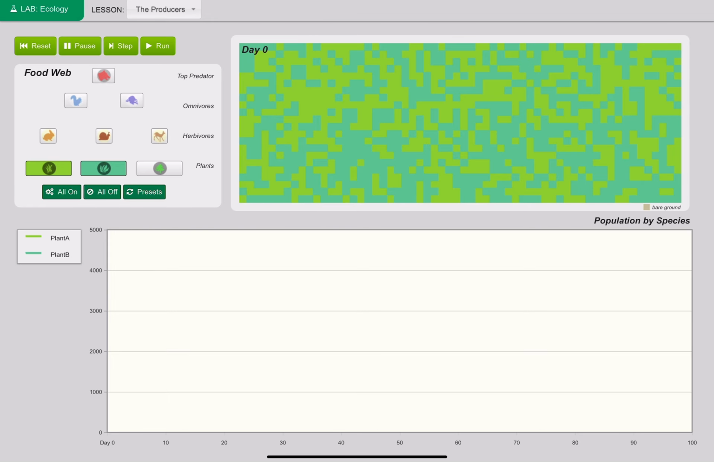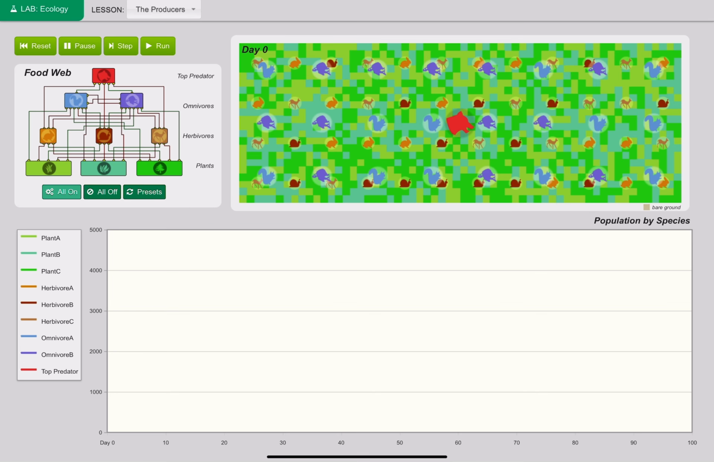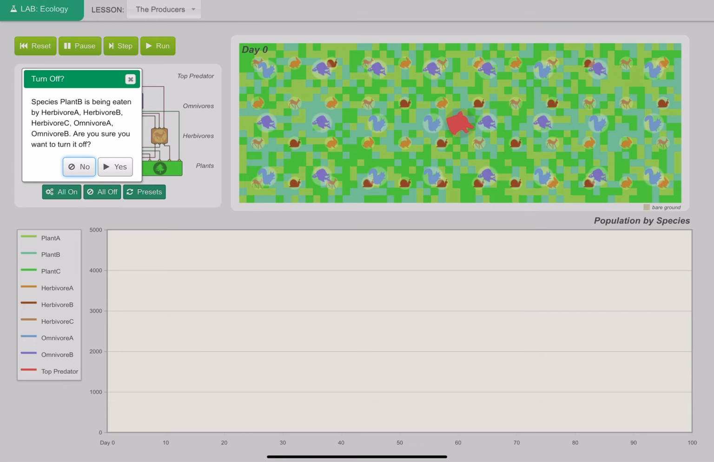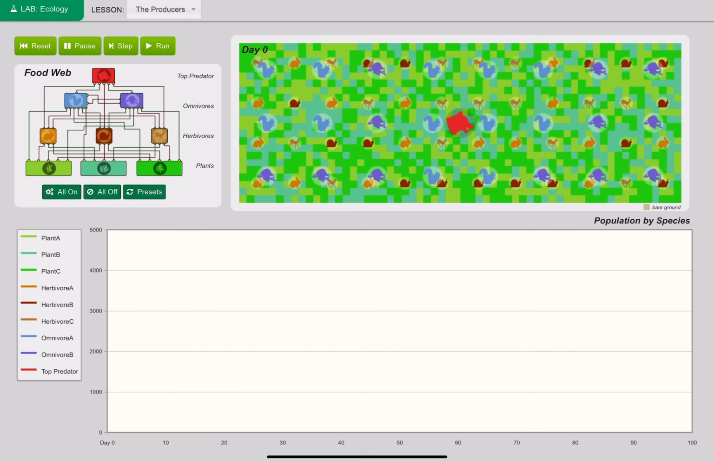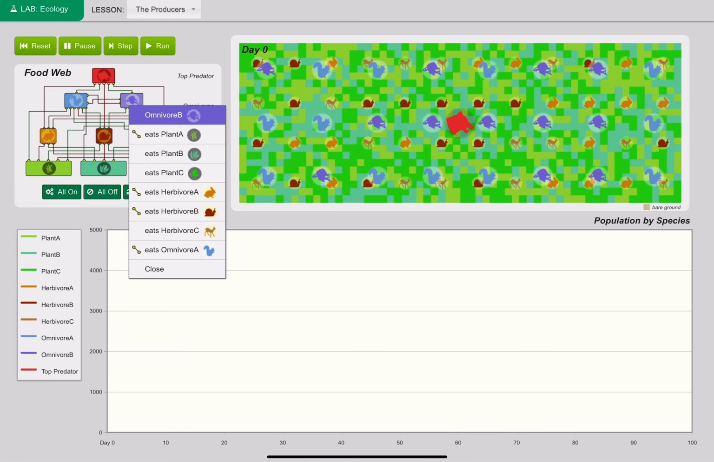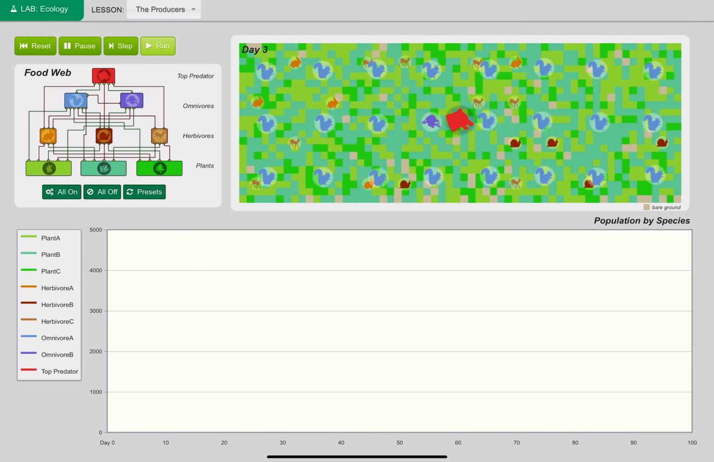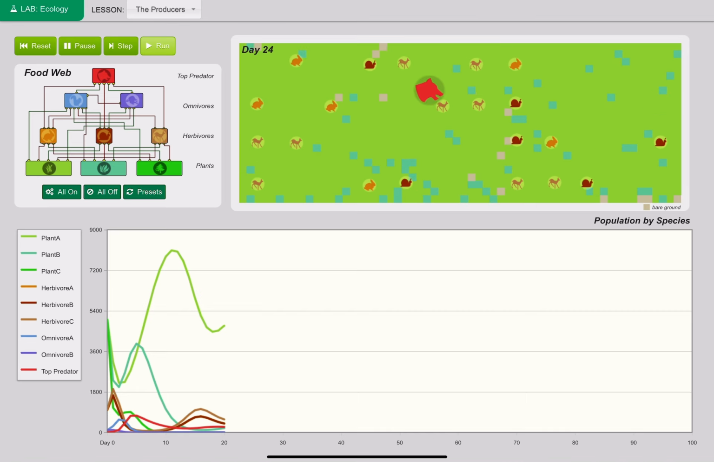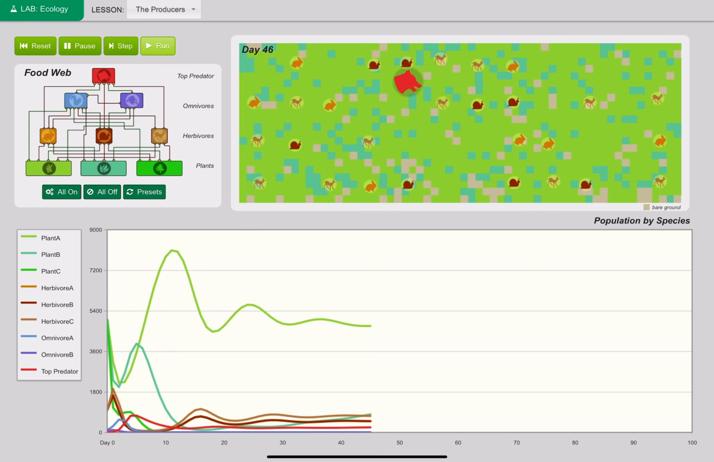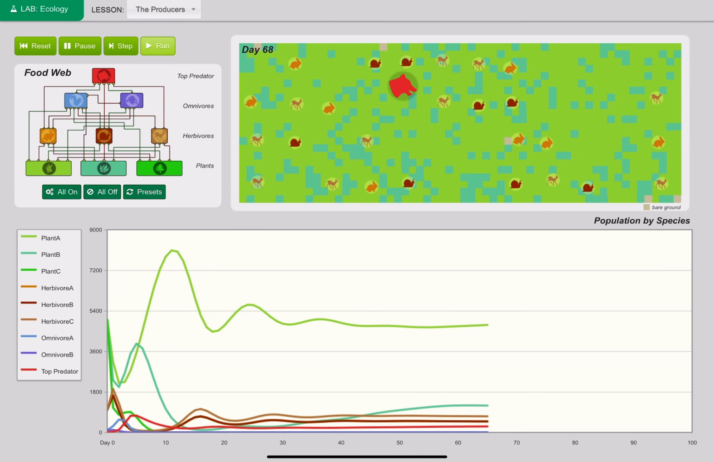This is a very interesting simulation because it allows you to have a very complicated food chain, and then you can get rid of all of them by doing this. That undoes the relationship so that they're not eating, for example, omnivore A anymore. And so you can experiment with the different food webs, and then you can click run, which will give you the population change over the next 100 days.